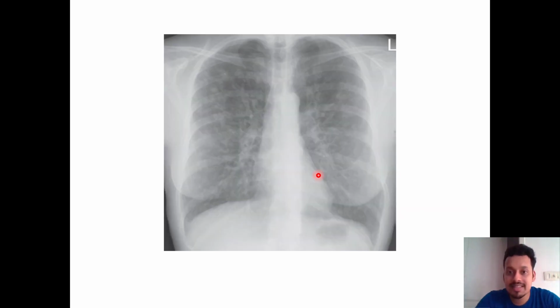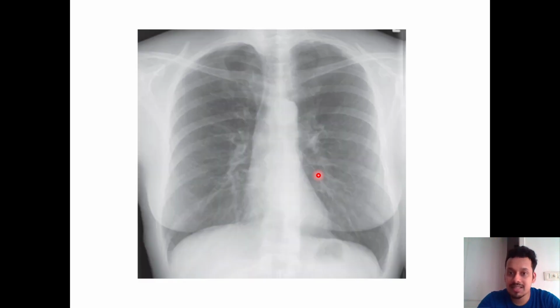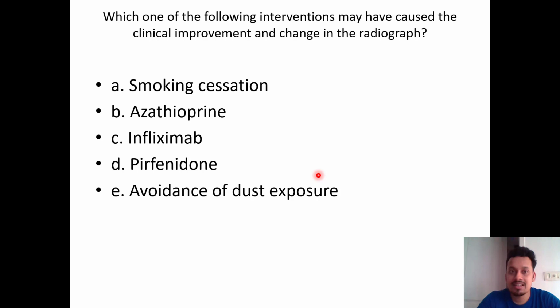So this was her X-ray on presentation. Now let us come to the next X-ray. This is the X-ray of the same patient after some intervention. So which of the following interventions may have caused the clinical improvement and change in radiograph? You may pause the video and think over it. So let's discuss the answers one by one.